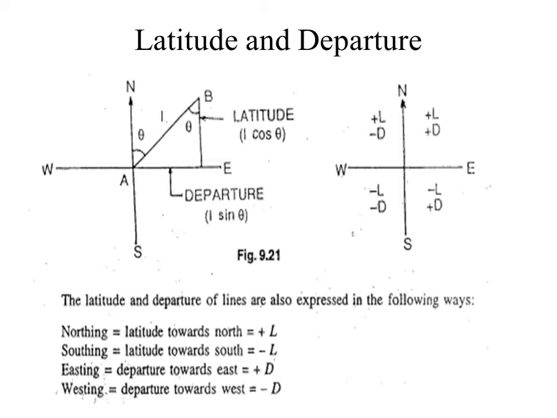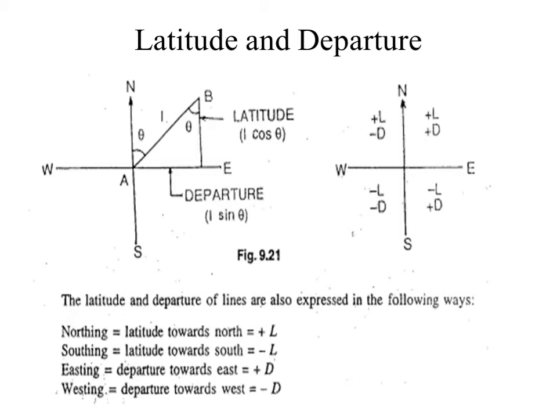In the previous lecture, we have seen latitude and departure as consecutive coordinates. Whenever the line is lying in the first quadrant, then the latitude is positive and departure is negative. And when the line is lying in the second quadrant, then the latitude is negative and departure is positive. Similarly, if the line is lying in the third quadrant, then both the latitude and departure are negative, whereas if the line is lying in the fourth quadrant, then the latitude is positive and departure is negative.